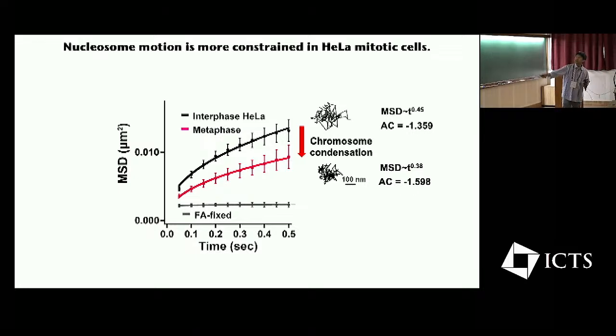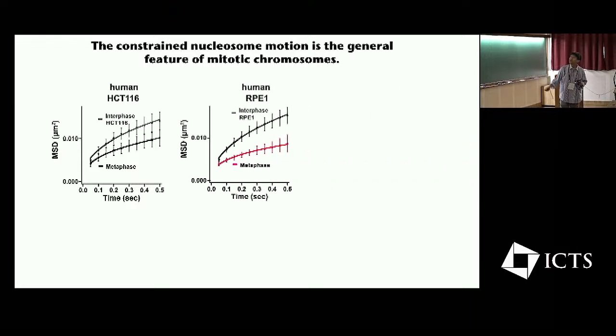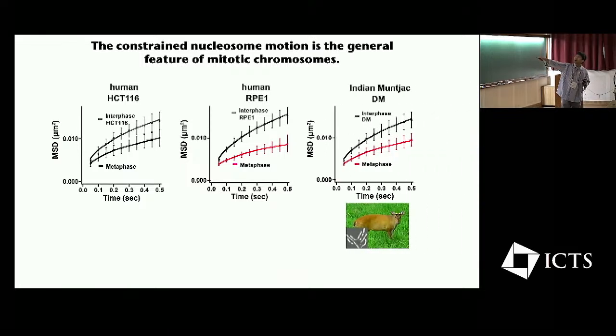This is HeLa cell data, but not only HeLa cells, also HCT116, human RPE1 cells, and Indian muntjac DM cells, a deer cell which has fewer and very large chromosomes. All showed a similar tendency, suggesting constrained nucleosome motion is a general feature of mitotic cells.